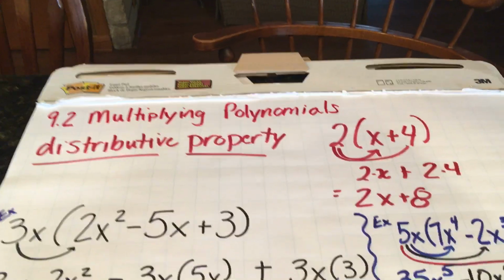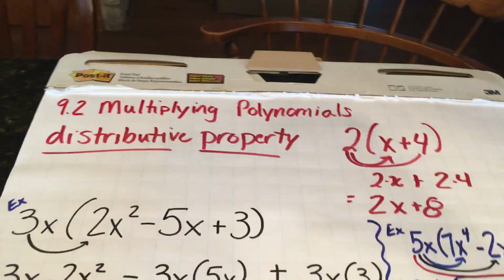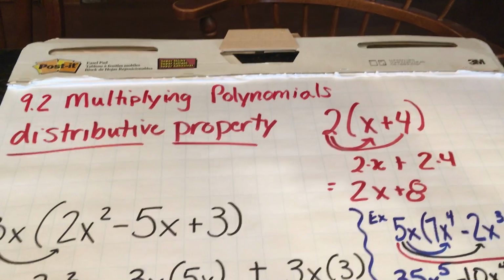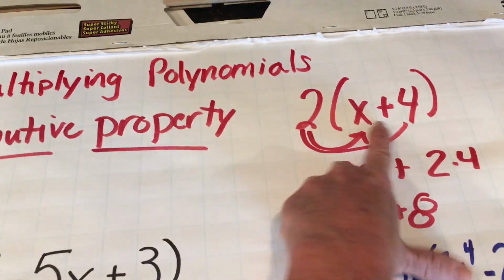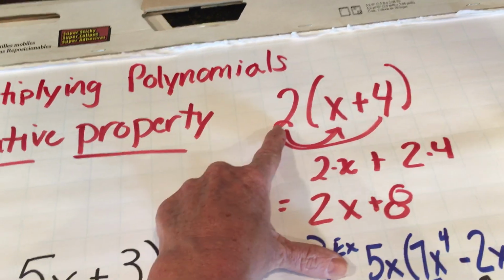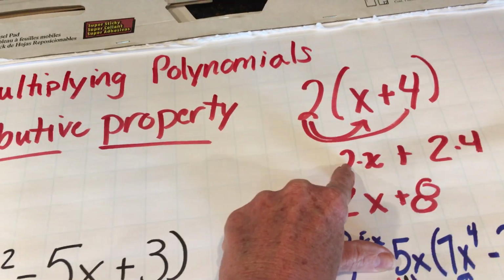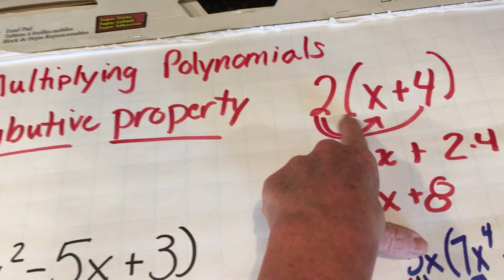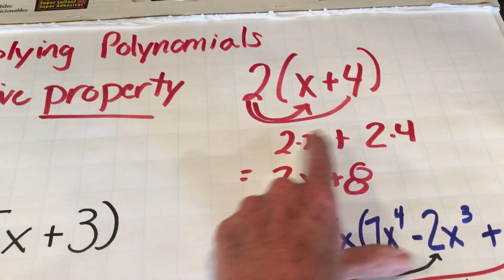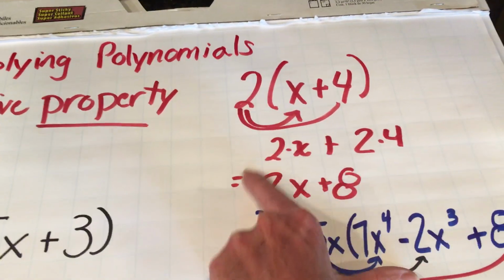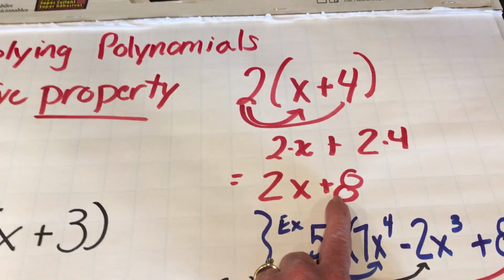The first thing we're going to do is review the distributive property. You did this back when you were in middle school with hands-on algebra, so this is not a new concept. We have 2 times the quantity x plus 4. We're distributing the 2, so it's going to be 2 times x, and then plus 2 times 4. So 2 times x is 2x. 2 times 4 is 8. So your final answer would be 2x plus 8.